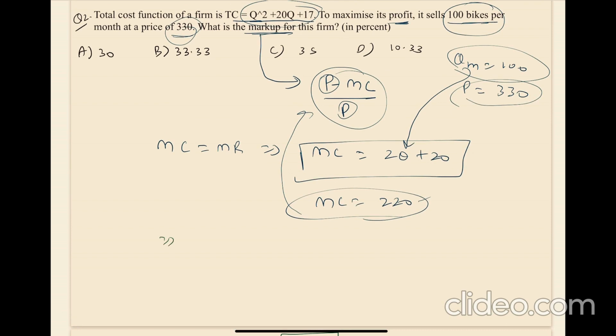So that would be P is 330 minus MC 220 divided by 330. So that would be 110 by 330. That would be 1 by 3. And in percentage terms, you can say this is 33.33%. So I think the correct answer should be option B.